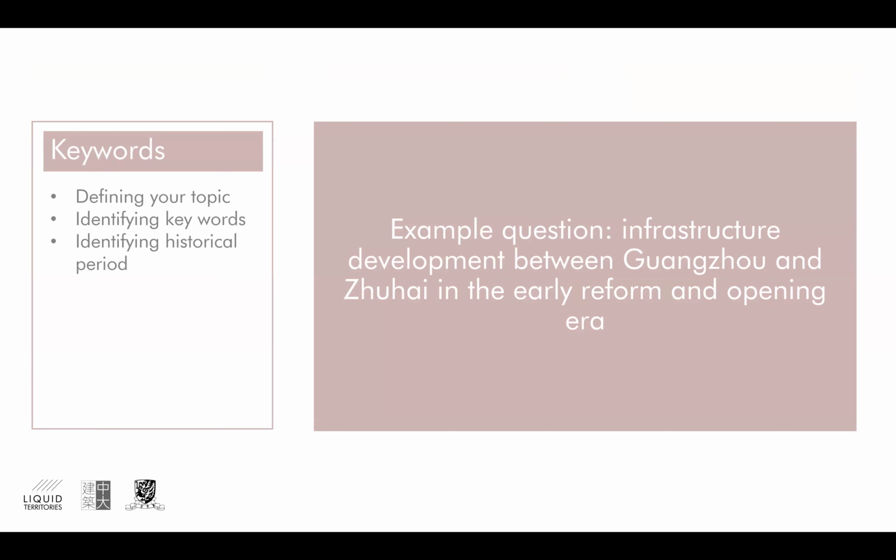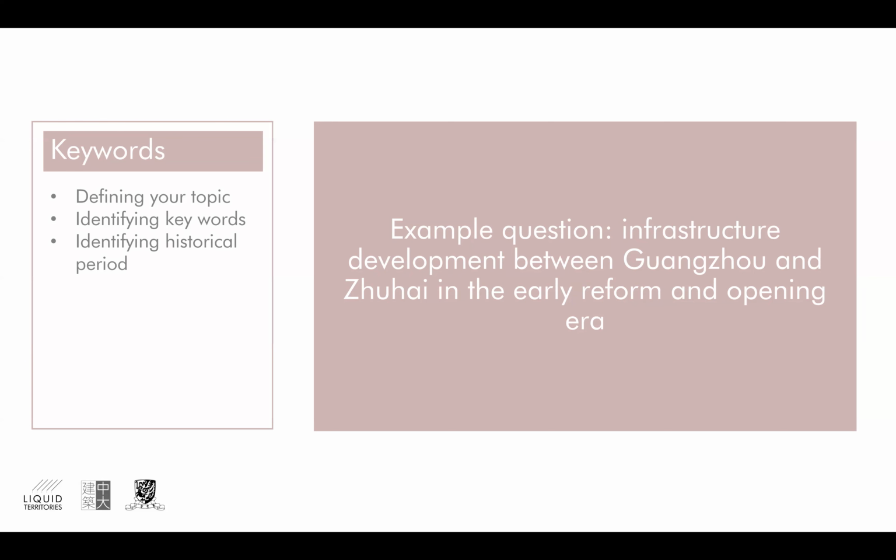So let's begin with defining your topic. Here I have an example question. If you're studying the infrastructure development between Guangzhou and Zhuhai in the early reform and opening era, you might find some of these keywords quite helpful in your research. This includes Pearl River Delta, transportation corridor, bridge and road construction, regional integration, or intercity mobility.